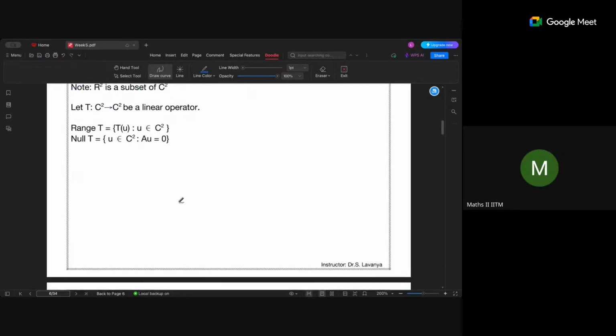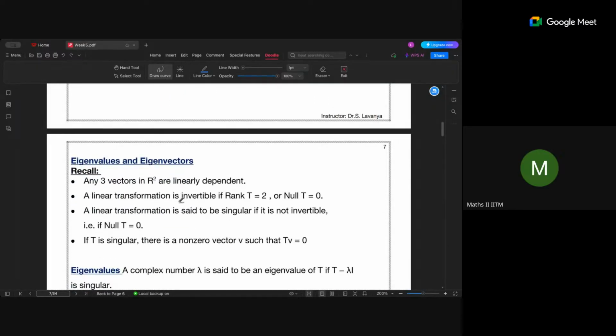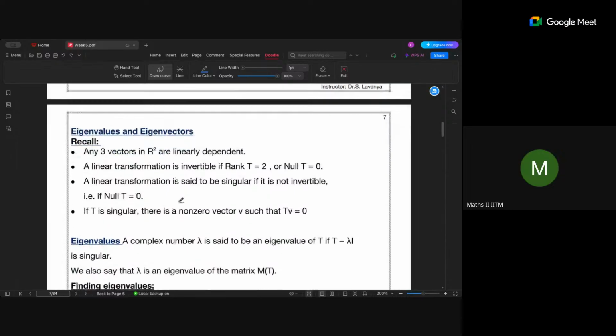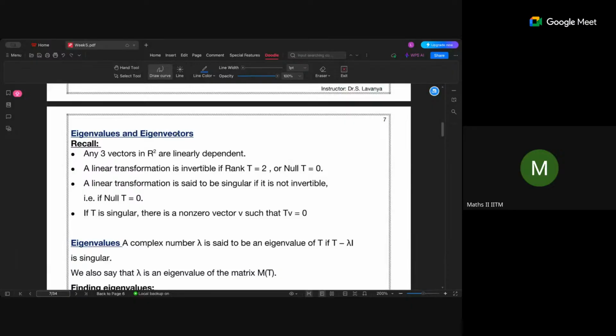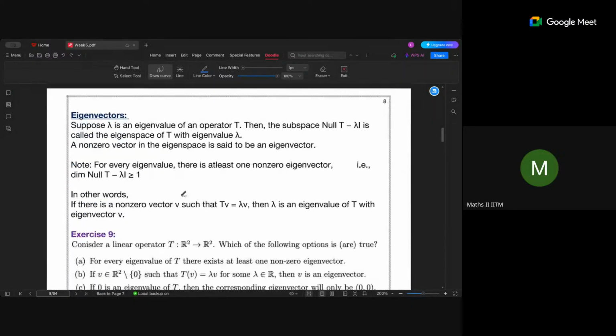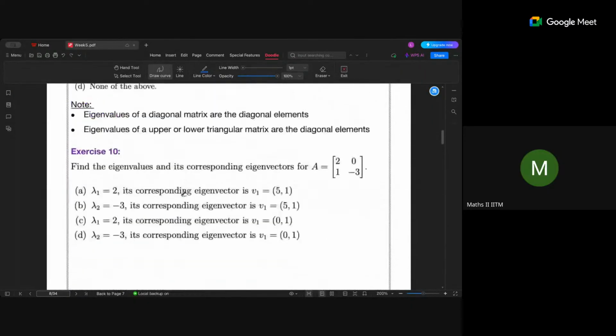Okay, fine. So the next topic comes into play. I guess it's good to start the eigenvalues and eigenvectors topic from the next session, but now we have some time.